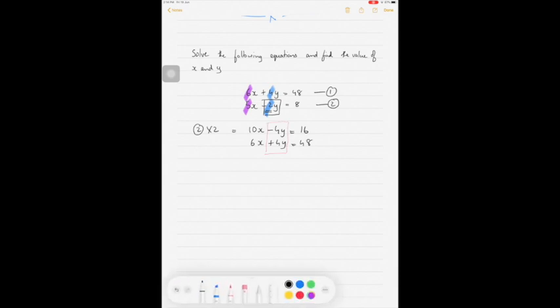Instead of naming, I'll just add both the equations. When I add both the equations, the sign remains the same. Correct? And now I can cancel this. So 10x plus 6x will become 16x is equal to 48 plus 16. 48 plus 16 is 64. Correct? So x is equal to 64 upon 16.